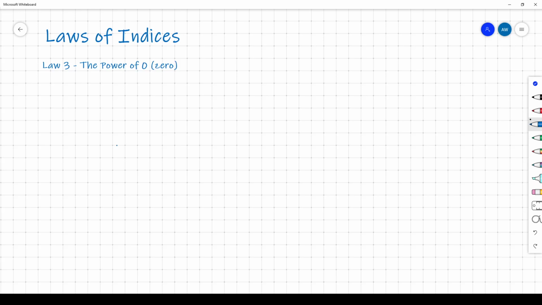Okay, this is law 3 from the laws of indices, and we're looking at the power of 0. The biggest mistake made by pupils when they're asked what something to the power of 0 is, is that they say the answer is 0. So if I asked you what 7 to the power of 0 was, the biggest mistake is pupils say 0, because they think, well, it's 0 sevens. And 0 times 7 is 0, yes, but 7 to the power of 0 doesn't mean that.